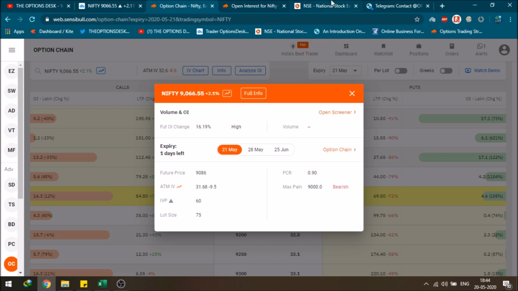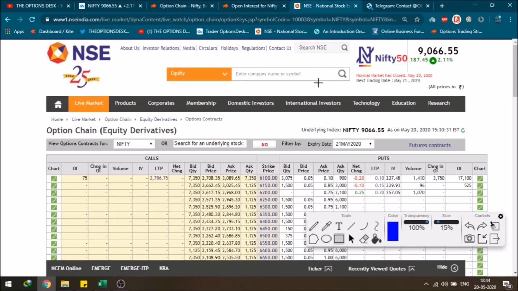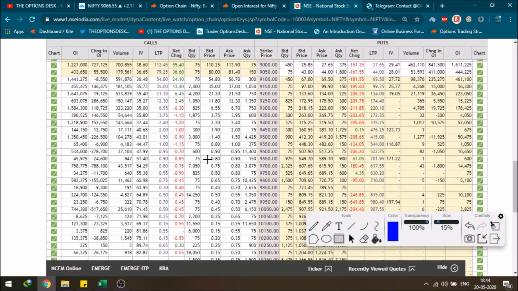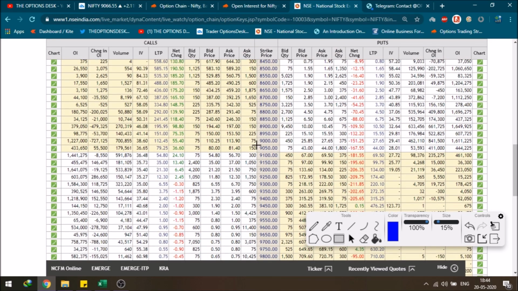Now let's actually go to the NSE option chain. As you can see, this is the NSE option chain, and the Nifty 50 closed at around the 9066 level. Now let's see where we are. At around 9050 to 9100 we are at the money. As you can see, there are two major changes that happened today. At the 9000 strike price, there is a major call side covering.